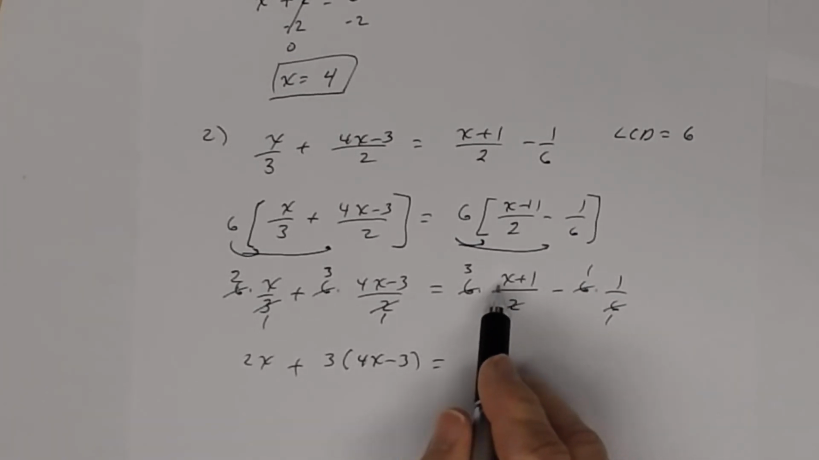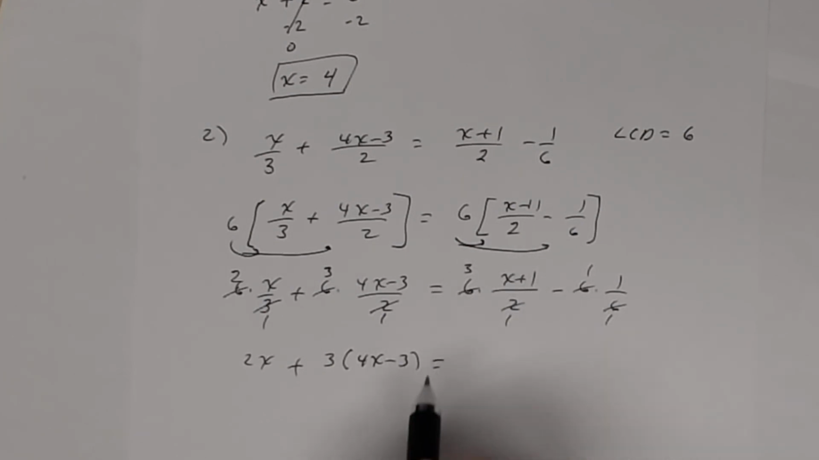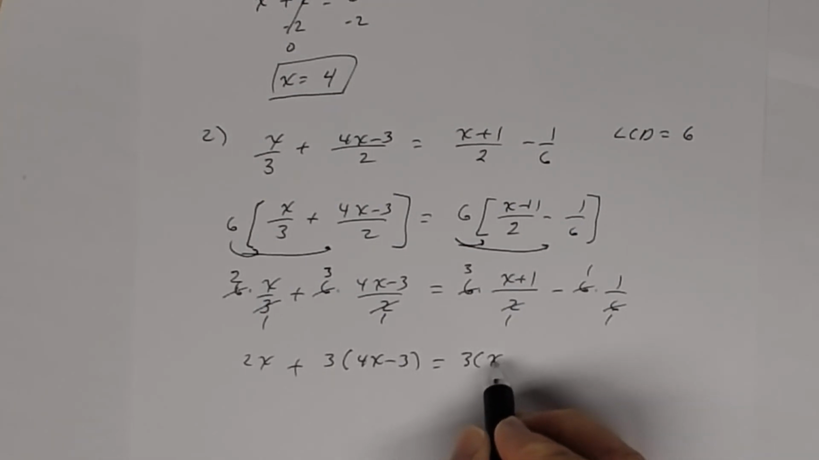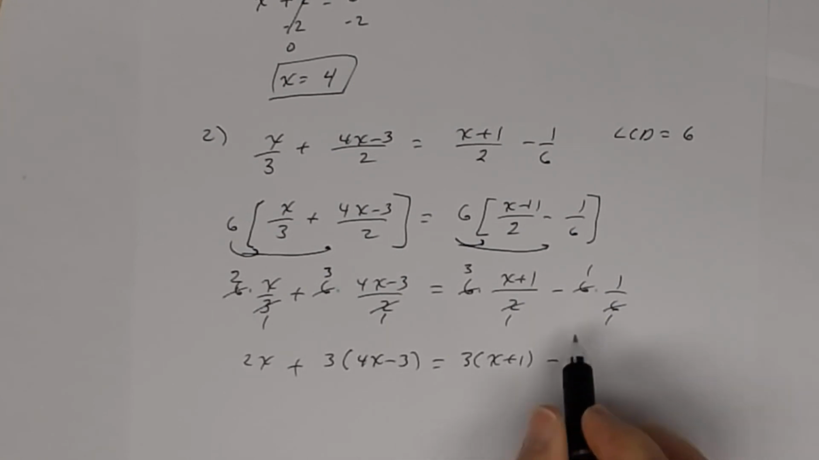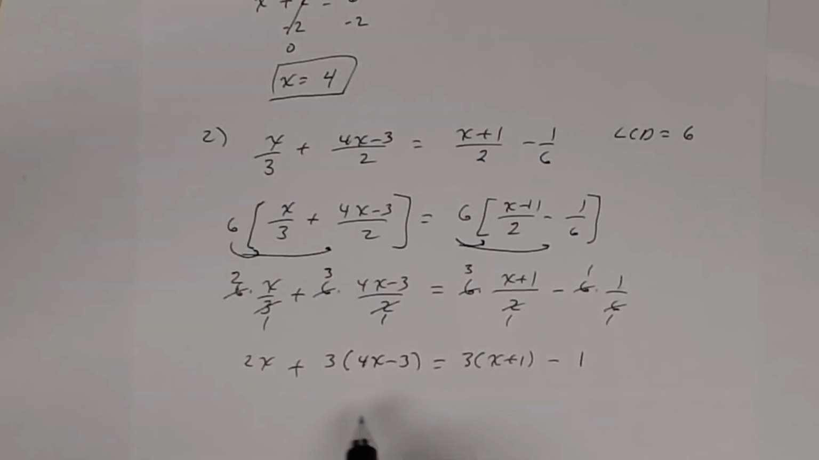Equals, and the same thing here. Both of those terms in the numerator have to be multiplied by 3. So that's 3 times (x plus 1). And then minus 1 times this 1. 1 divided by 1 is 1, so 1 times 1 is 1. Now we have to use the distributive property again.